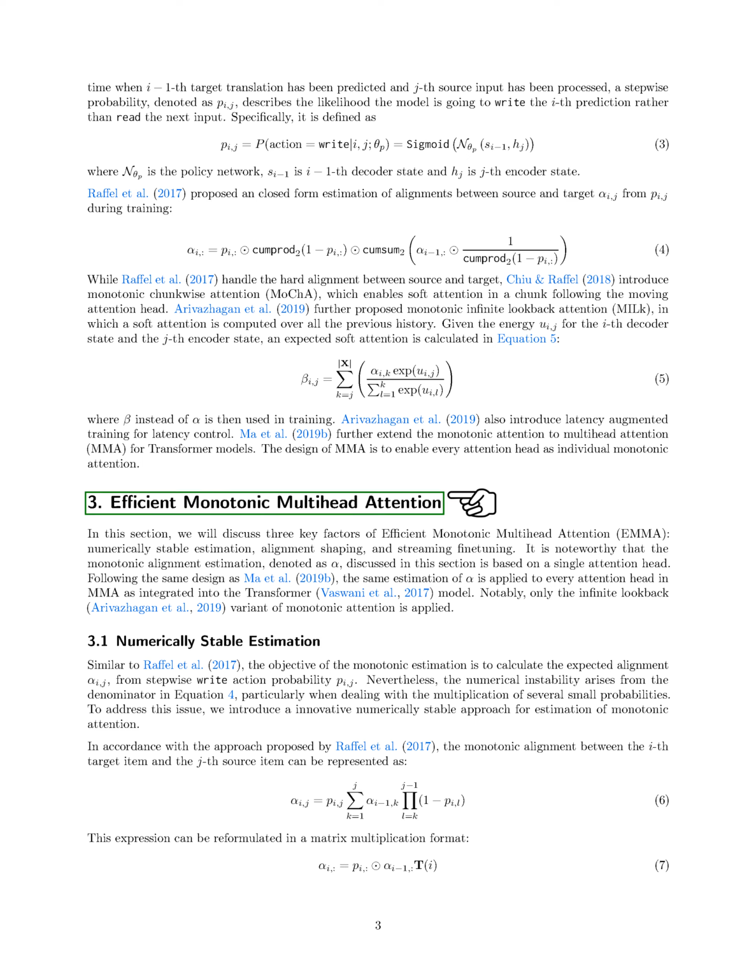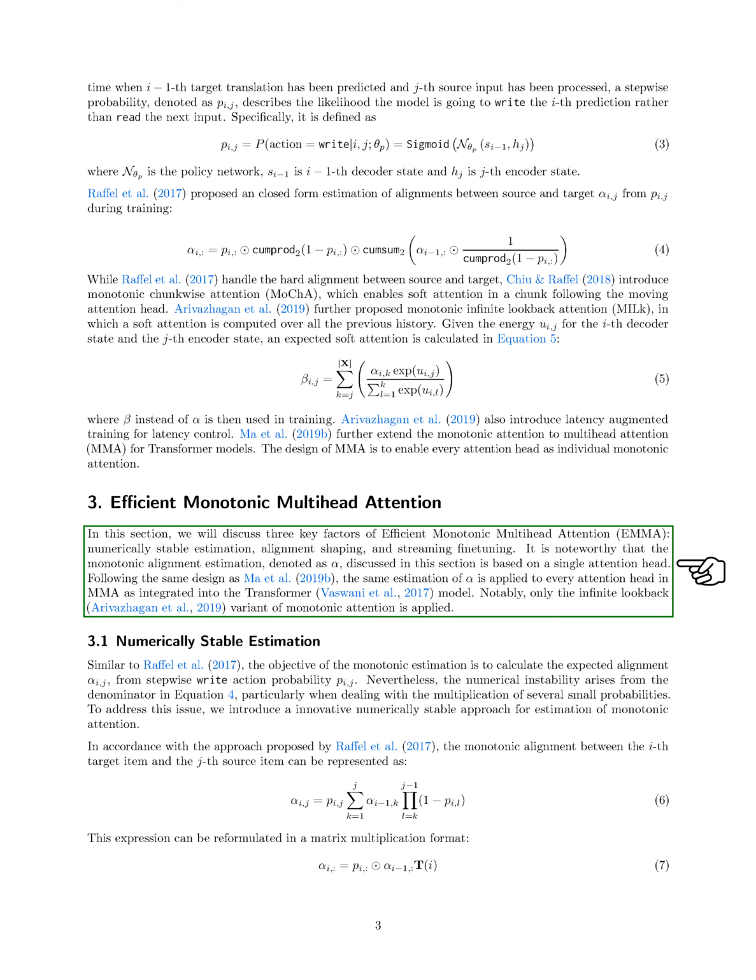Section. Efficient monotonic multihead attention. In this section, we'll delve into the three main aspects of efficient monotonic multihead attention, EMMA: numerically stable estimation, alignment shaping, and streaming fine-tuning. It's important to note that the monotonic alignment estimation, symbolized as alpha, discussed here is based on a single attention head. This estimation is applied to every attention head in MMA, as incorporated into the transformer model. We only use the infinite lookback variant of monotonic attention.